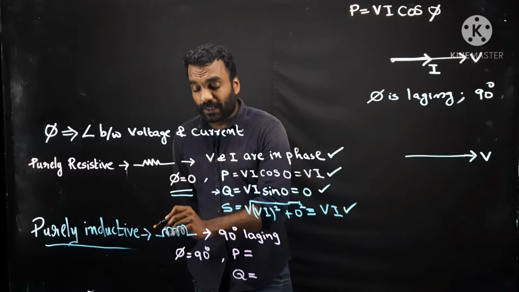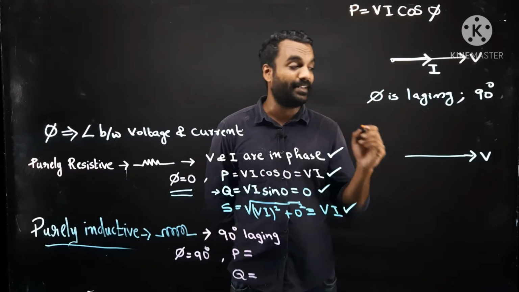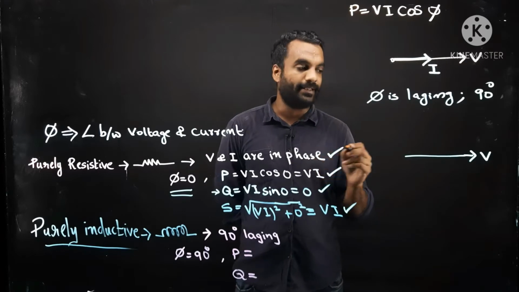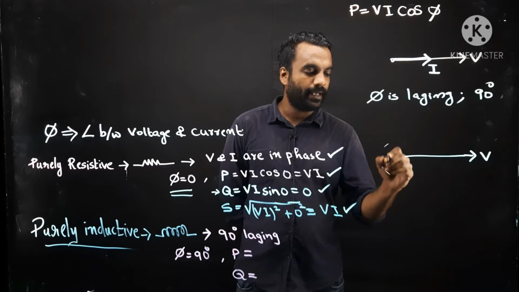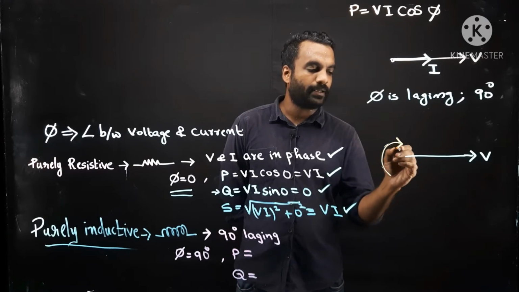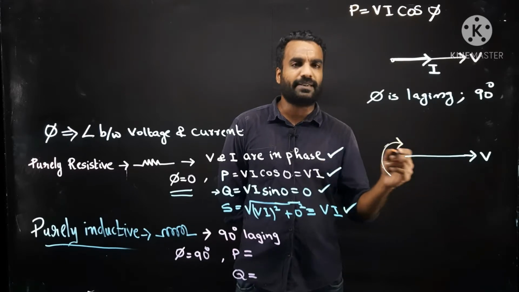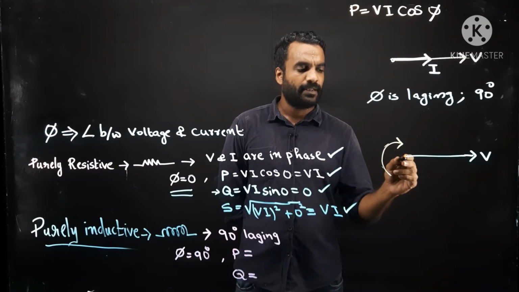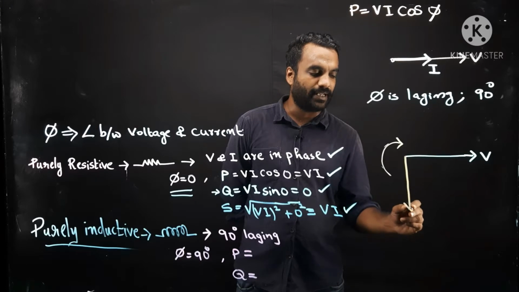So if purely inductive, we know 90 degree lagging. So who is lagging 90 degree? Current is lagging 90 degree. Okay. So lagging means if you are applying an arrow mark in clockwise direction, you have to see voltage at first. Then after 90 degree only you will see the current.